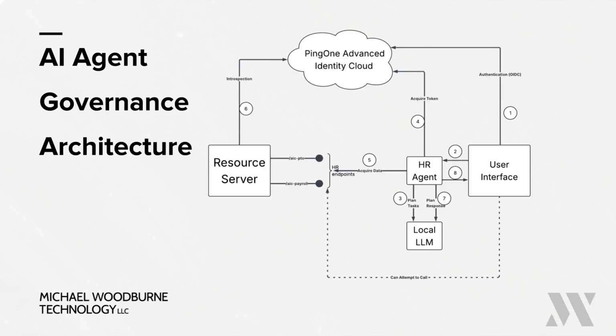PingOne Advanced Identity Cloud is our OAuth authorization server and OIDC identity provider, which is responsible for minting the tokens used by the applications in this demo, authenticating our end user, introspecting the access tokens exchanged by the various components, and enforcing our policies around token exchange.